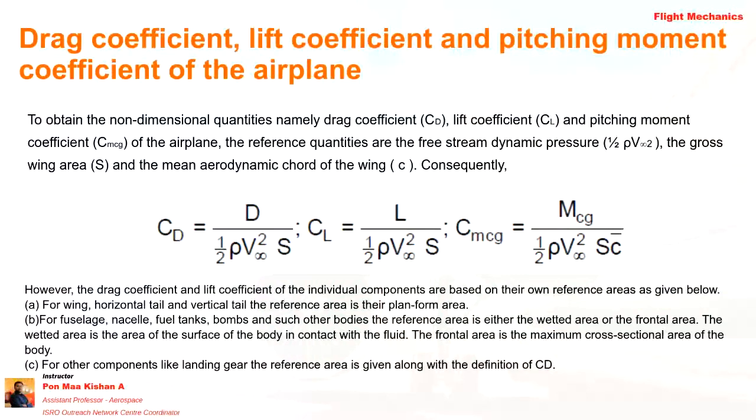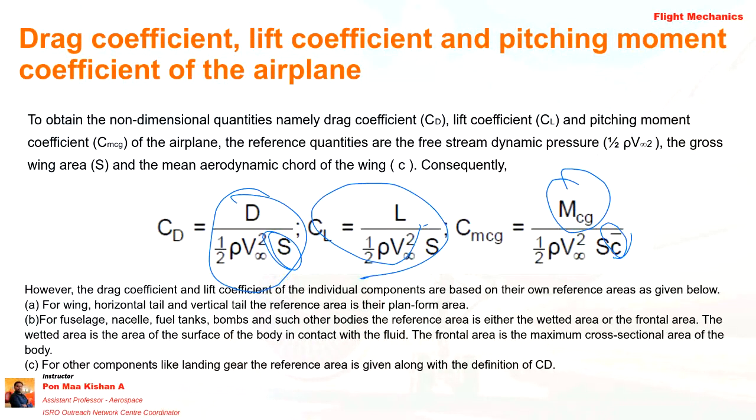Right. So correspondingly, the coefficient of drag is given with respect to, everyone knows, I hope you know the formula, right? D divided by half rho V infinity squared times surface area. For lift also the same will be followed. For moment, we will be multiplying by the mean chord, because for moment, the arm distance is involved.